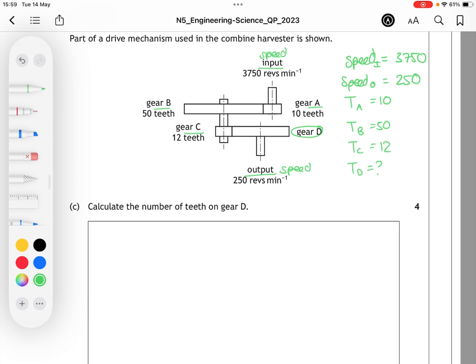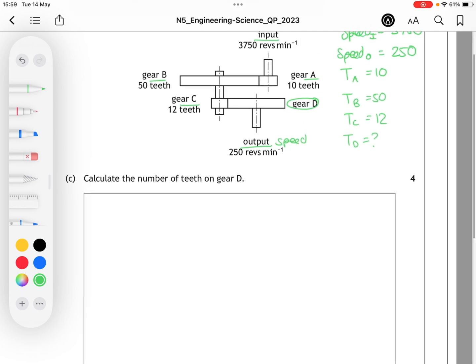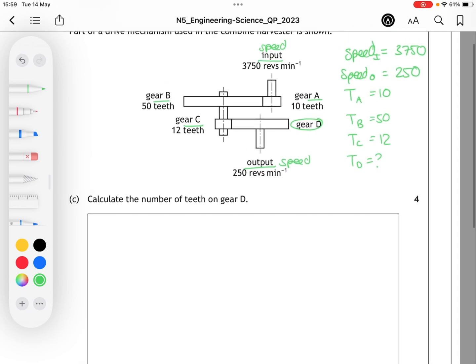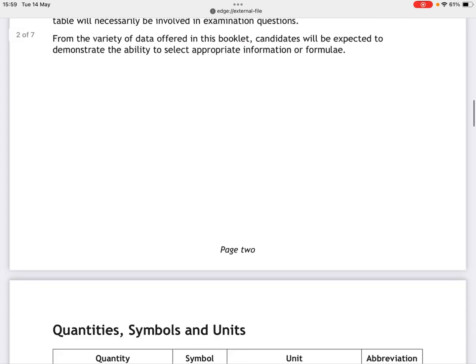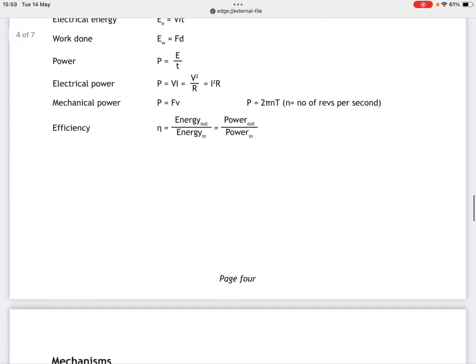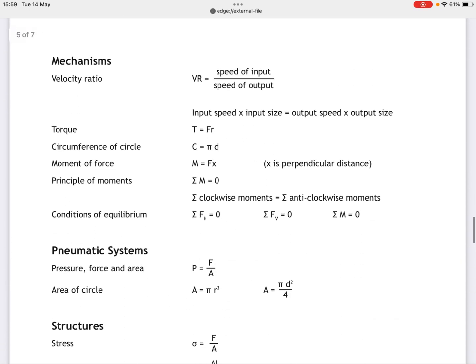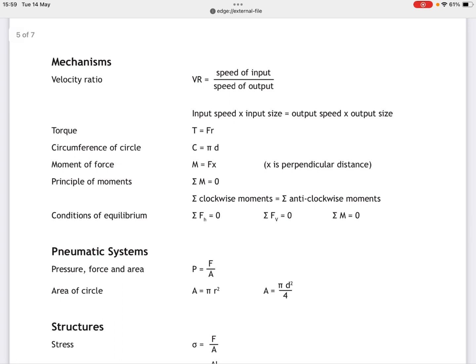And if you are stuck here, if you've written out the things you know, you might then have a better chance of finding out what you need when you go to your data booklet. Let's head to the data booklet. We are now looking for mechanical equations. Here we go. We are told that our velocity ratio is the speed of input divided by the speed of output, and we're also told that input speed times input size is equal to output speed times output size.